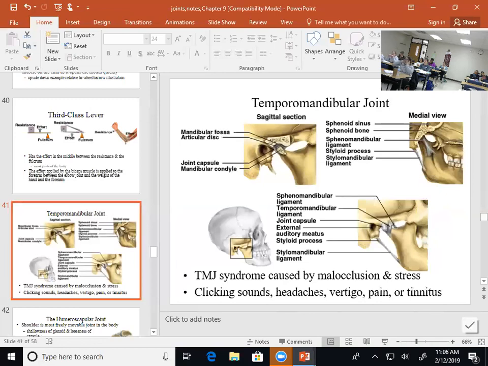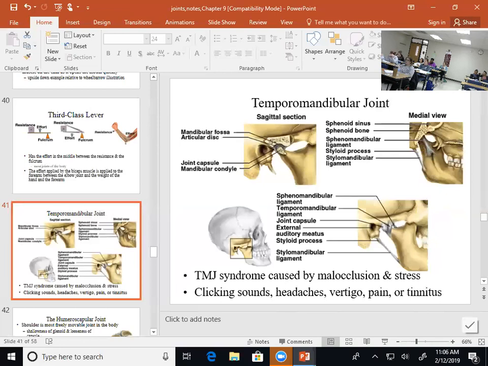And actually, if there is malocclusion, that can lead to periodontal disease. Because if teeth are not meeting, then teeth will super erupt. And as they super erupt, it can actually cause periodontal ligaments to be compromised. So that might be your issue with that.